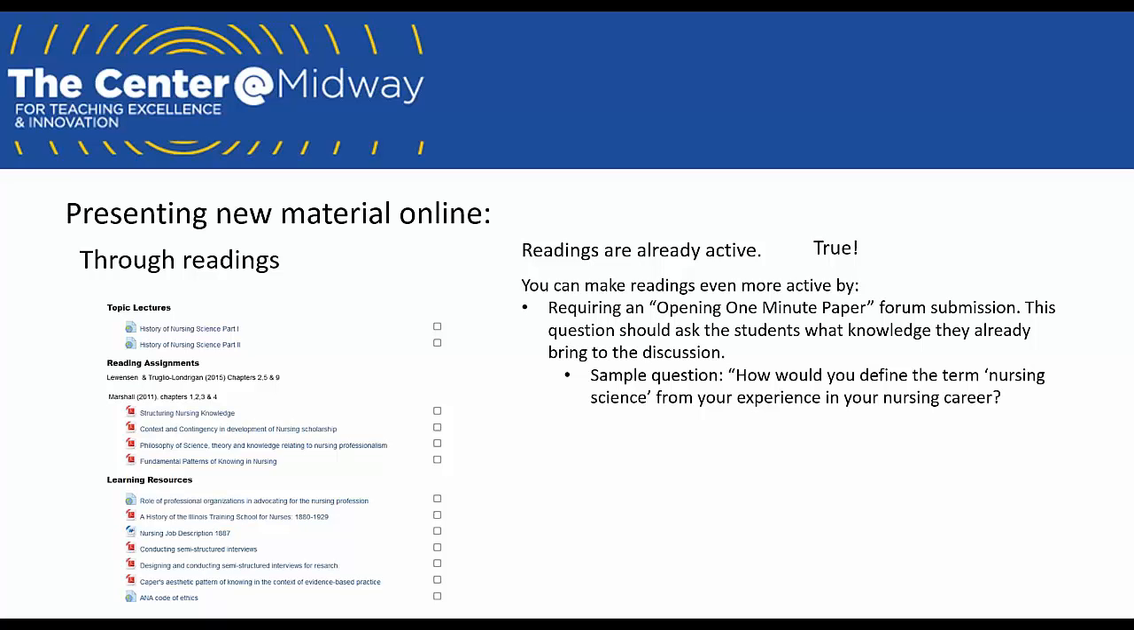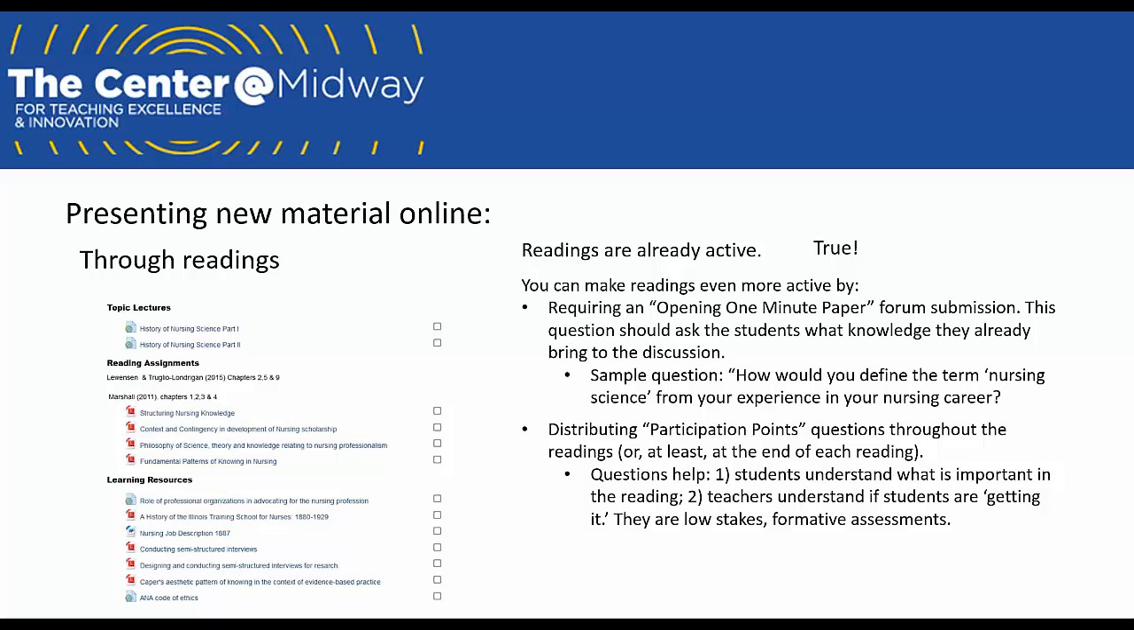And that question should probably ask the students what knowledge they already bring into the discussion. So for example, with this series of readings right here, this is the first set of readings for Nursing 510, and the readings are all about kind of the history of nursing science and what exactly does the term nursing science mean. And so a sample question that you might use as an anticipatory set for this set of readings might be, how would you define the term nursing science from your experience in your nursing career, since most of the people in this class are already nurses.